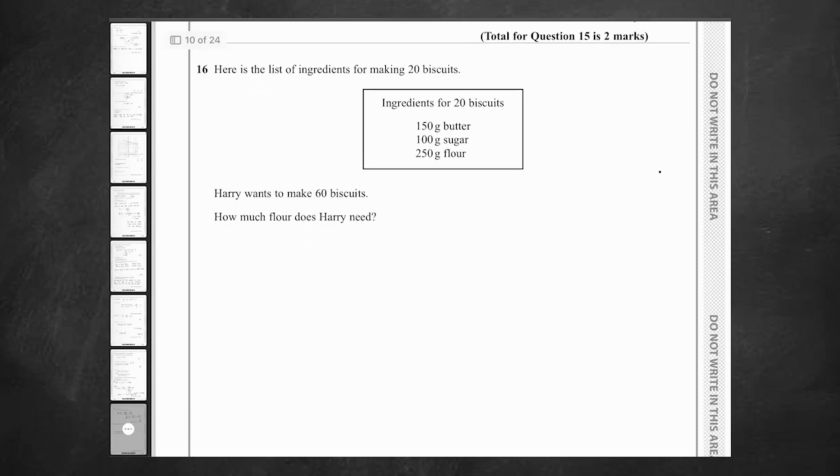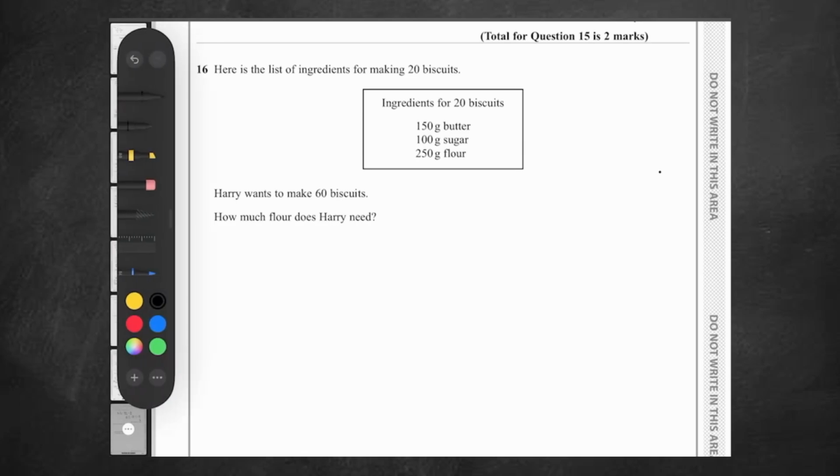Question 16. Here is the list of ingredients for making 20 biscuits. Harry wants to make 60 biscuits. How much flour does Harry need? So all we need to do is multiply everything in this box by 3, as we currently have 20 biscuits here, and we want to make 60. So I'll just write for 60 biscuits, multiply box by 3.